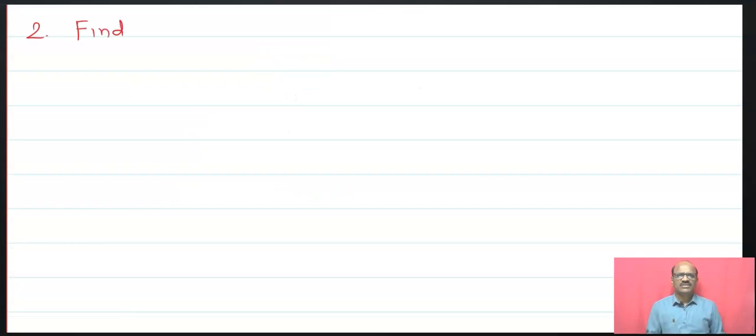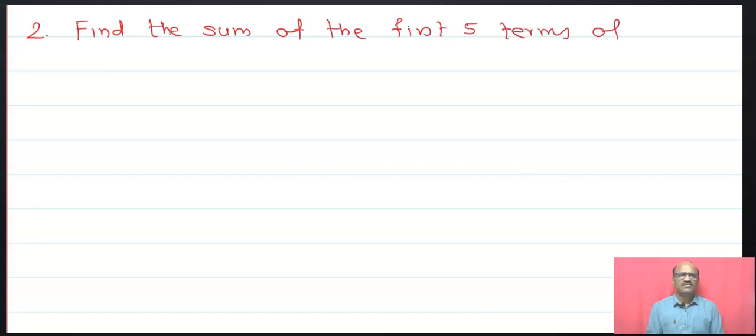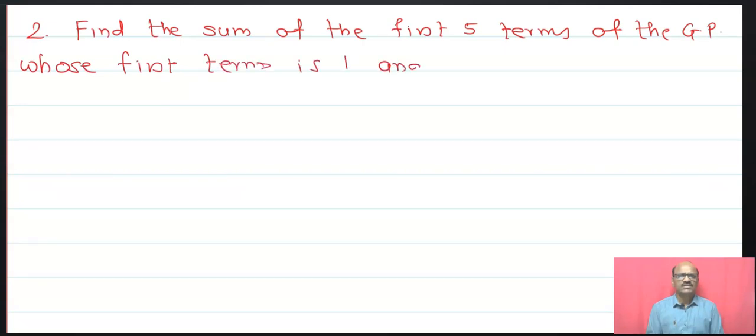Now the next question. Find the sum of the first 5 terms of GP whose first term is 1 and the common ratio is 2 upon 3.